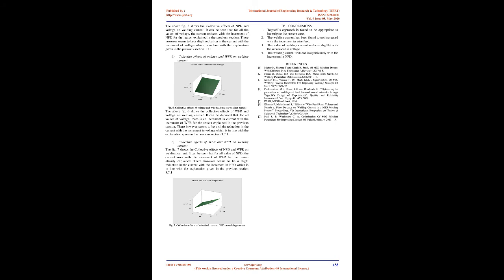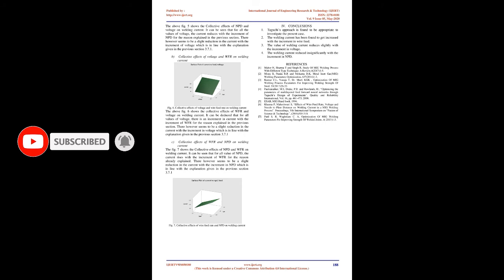The probable explanation for this could be that with the increase in NPD, the length of unmelted filler wire is increased, which increases the resistance of the path, thereby reducing the current for the same voltage. Collective effects of input parameters on welding current. The interactive effects of input parameters, which are nozzle to plate distance, voltage, and wire feed rate, on welding current are given in Figures 5 to 7.